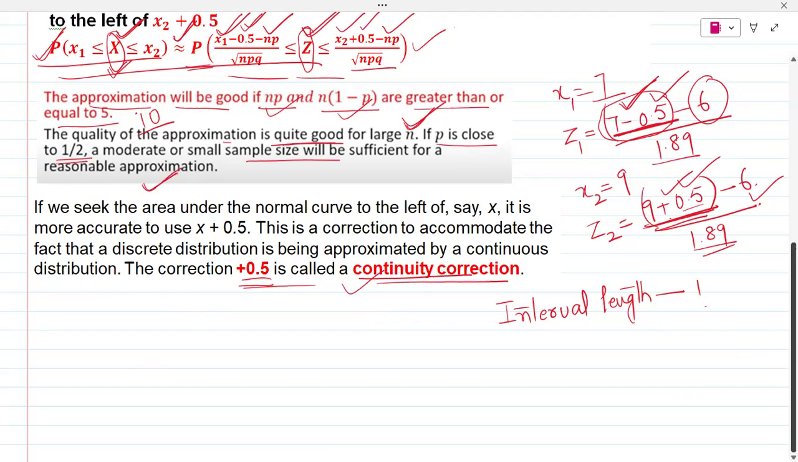I repeat, if p is not close to half, then for a good approximation our n should be large enough. But if p is close to half, then even if n is small or moderate, this concept will give us a good approximation.